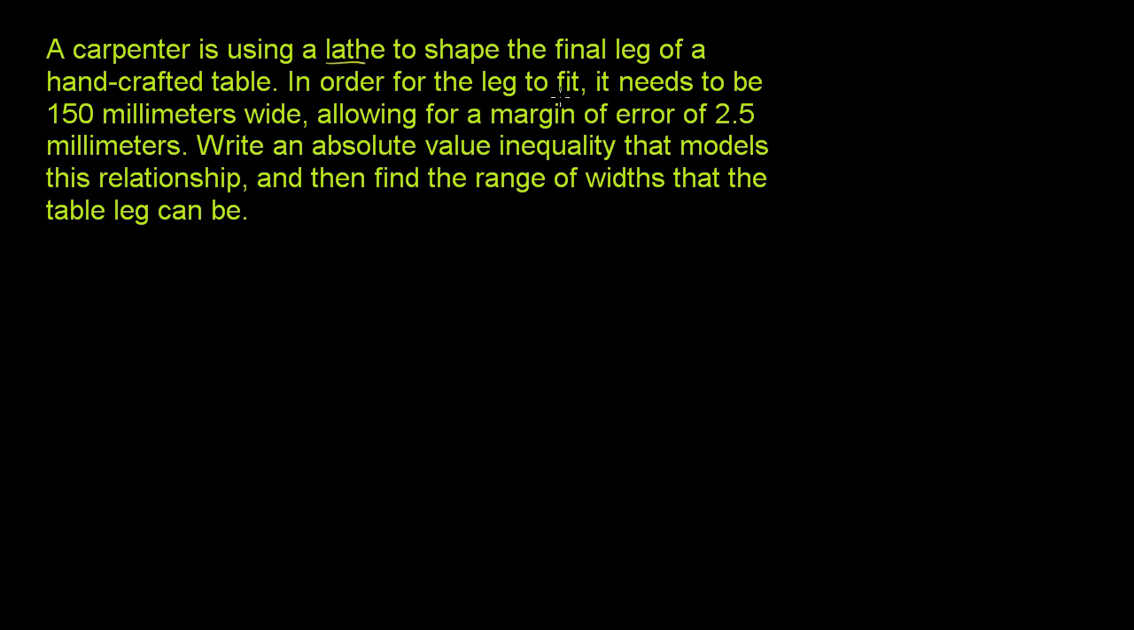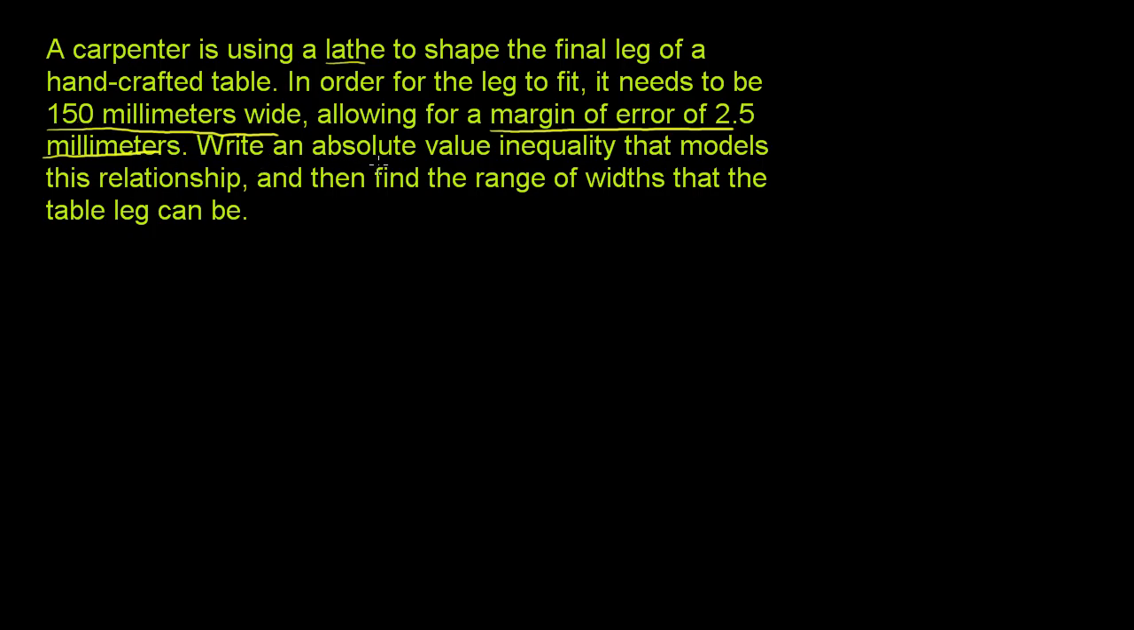In order for the leg to fit, it needs to be 150 millimeters wide, allowing for a margin of error of 2.5 millimeters. So in an ideal world, it'd be exactly 150 millimeters wide. But when you manufacture something, you're not going to get that exact number. So this is saying that we can be 2.5 millimeters above or below that 150 millimeters.